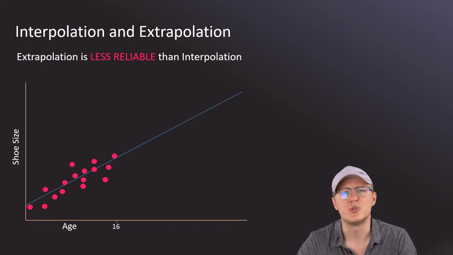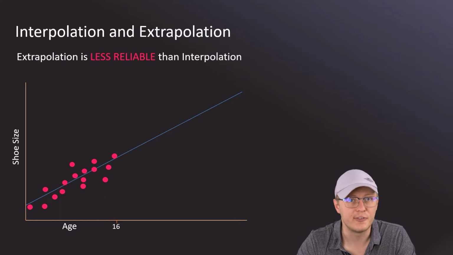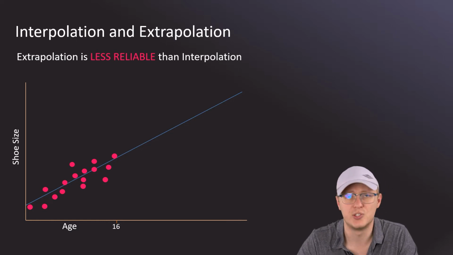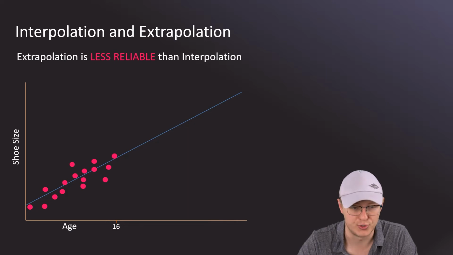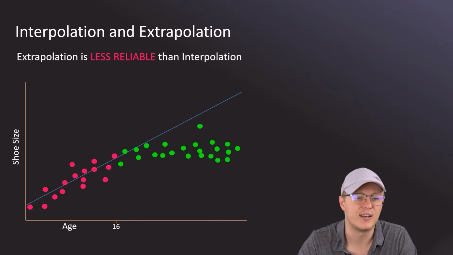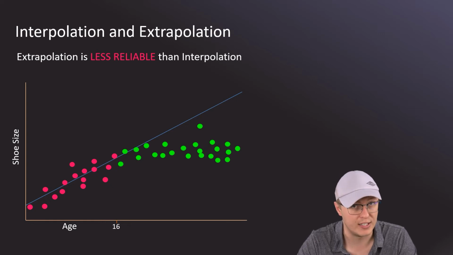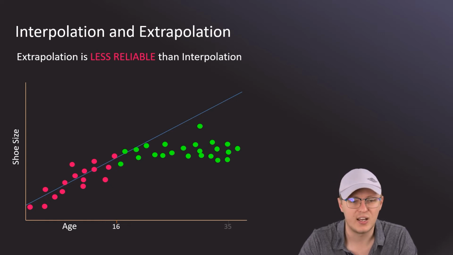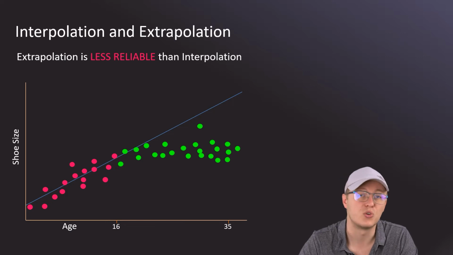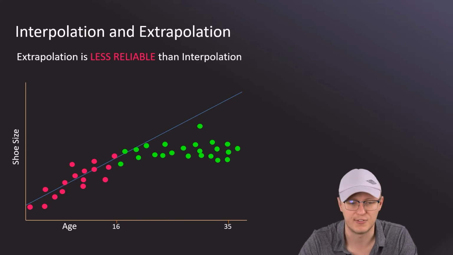And then what I do is I go to an office, and there I talk to the people and I ask them, how old are you and how big are your shoes? And I take that data and I go plot it, and I get this information that is there in green. And let's say that I only spoke to people who were between the ages of 16 and 35.